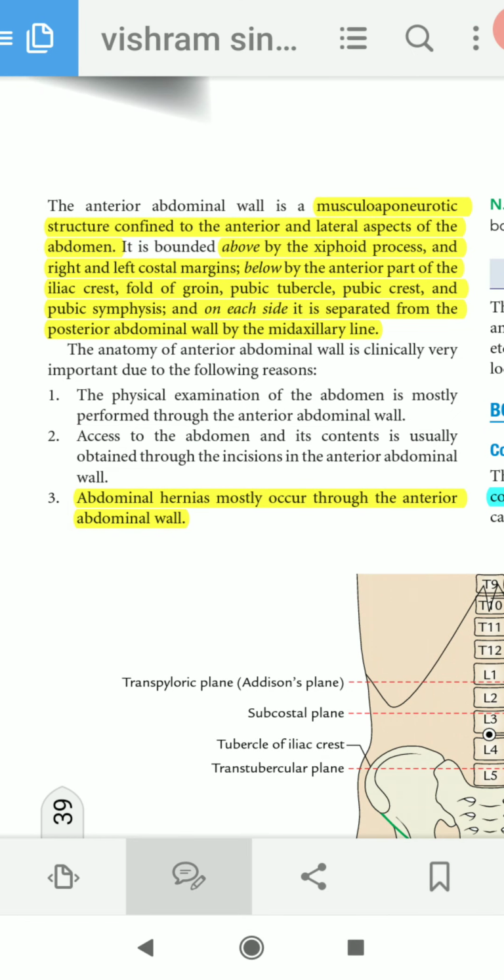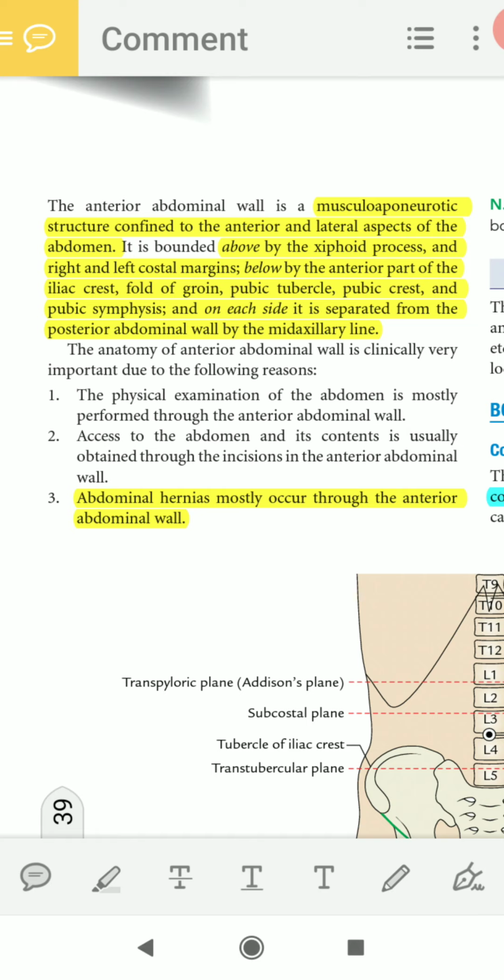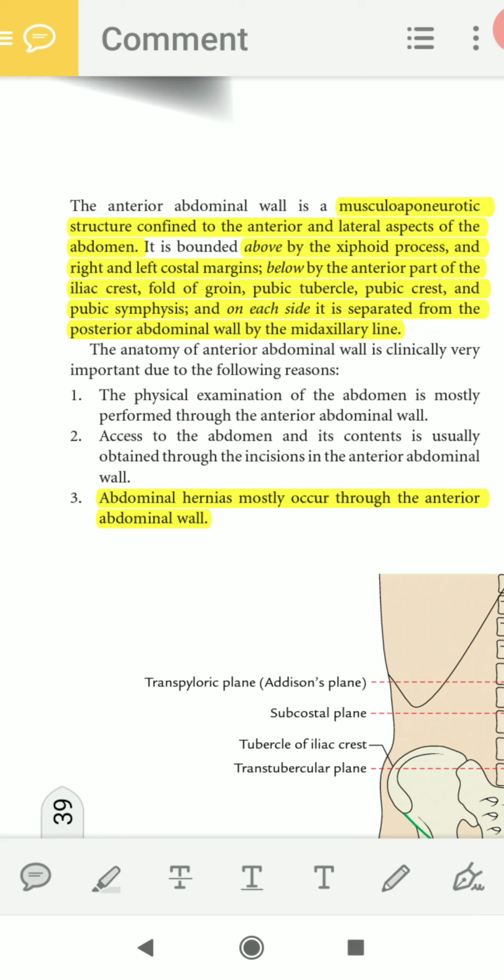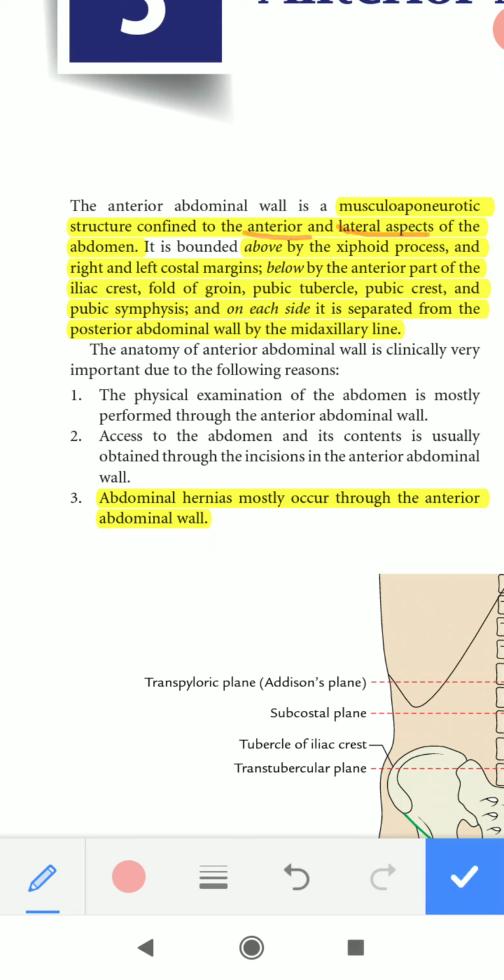The anterior abdominal wall. What is it? It is a musculoaponeurotic structure that is confined to the anterior aspect as well as the lateral aspect of the abdomen. I am telling the boundary. It is bounded above by the xiphoid process, and right and left costal margin. Below there is the anterior part of the iliac crest, fold of the groin, pubic tubercle and pubic crest, as well as the pubic symphysis, and on each side it is separated from the posterior abdominal wall by the mid axillary line.